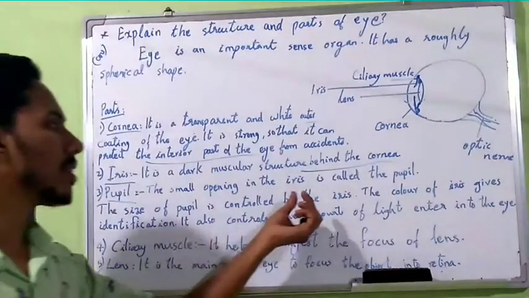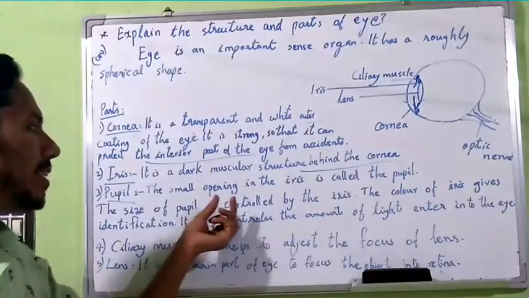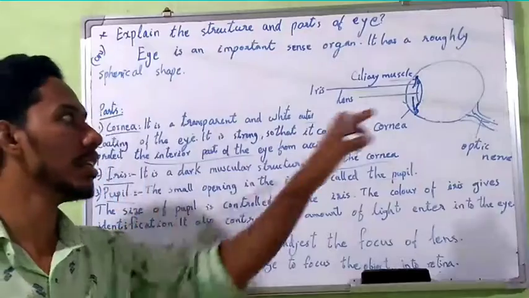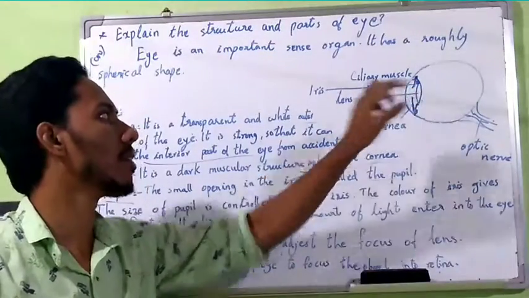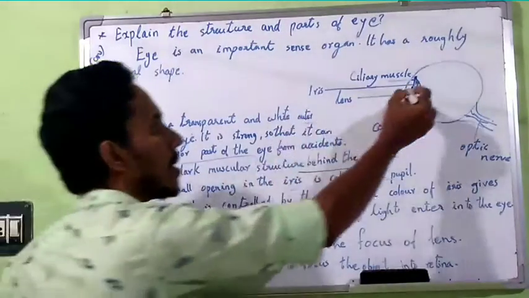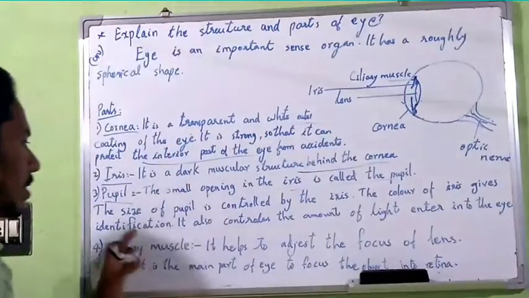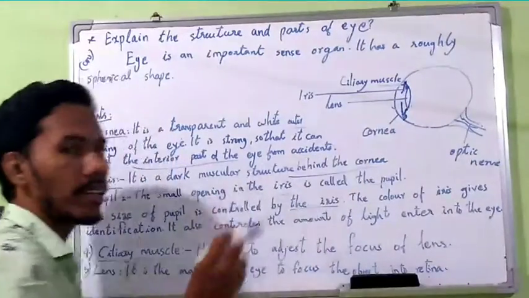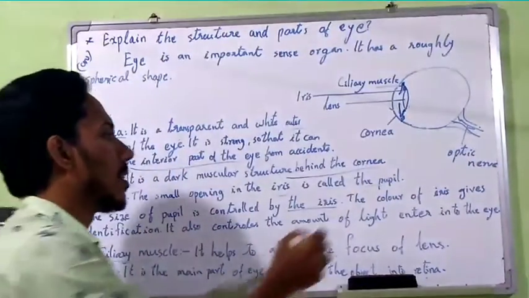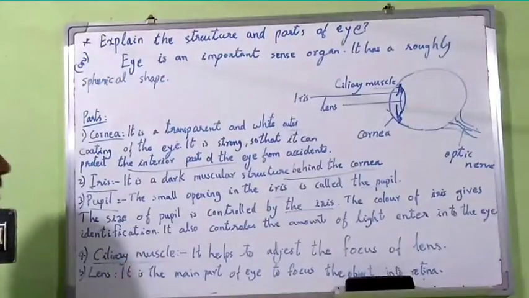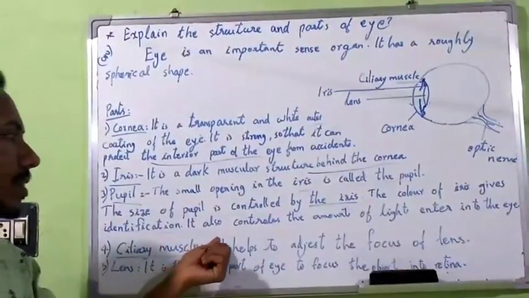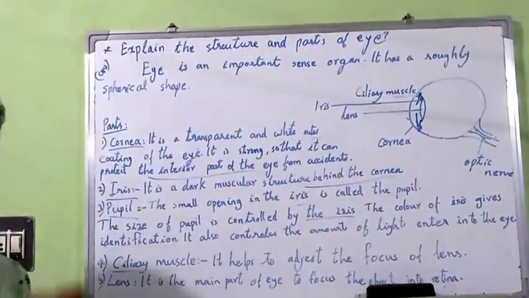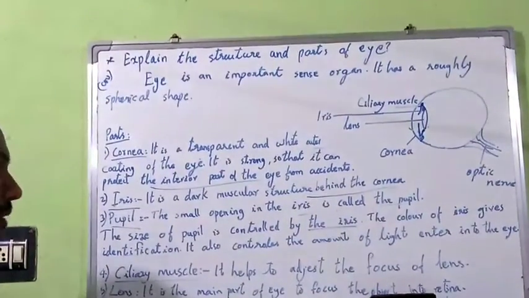Then pupil. The small opening in the iris is called the pupil. It is the central opening of our eye. The size of the pupil is controlled by the iris. The opening can be adjusted by the iris. The color of the iris gives identification. It also controls the amount of light that enters our eye.